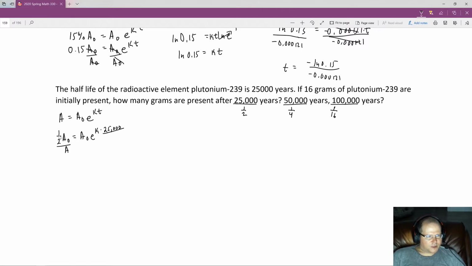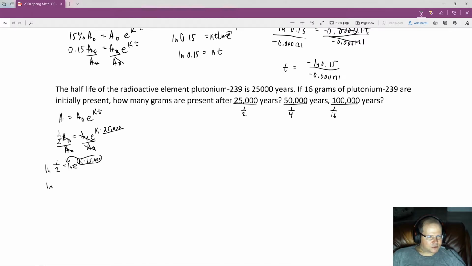So the next step is I'm going to divide both sides by A initial. Those cancel out. And that leaves me 1/2 is equal to e to the k times 25,000. Now I take a natural log of both sides. So natural log of 1/2 is equal to the natural log of e to the k times 25,000. Then I'm going to pull this exponent from the top down to the front right there.